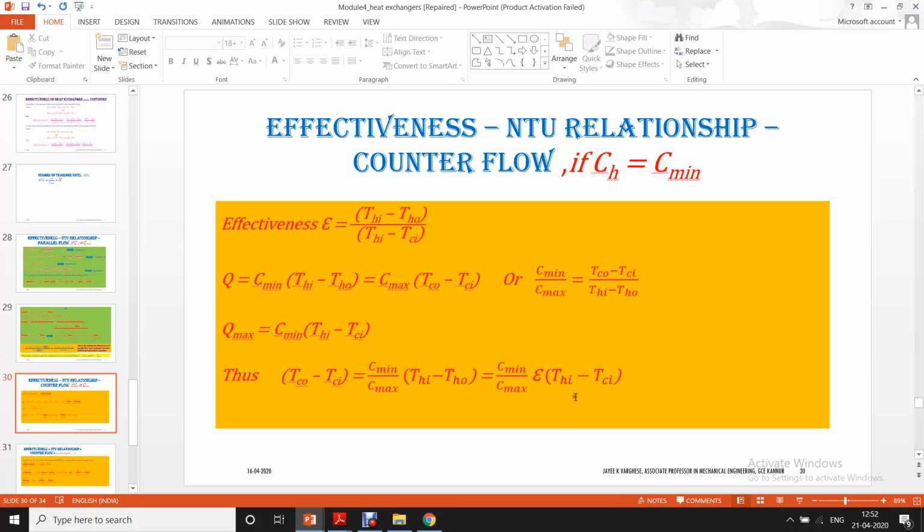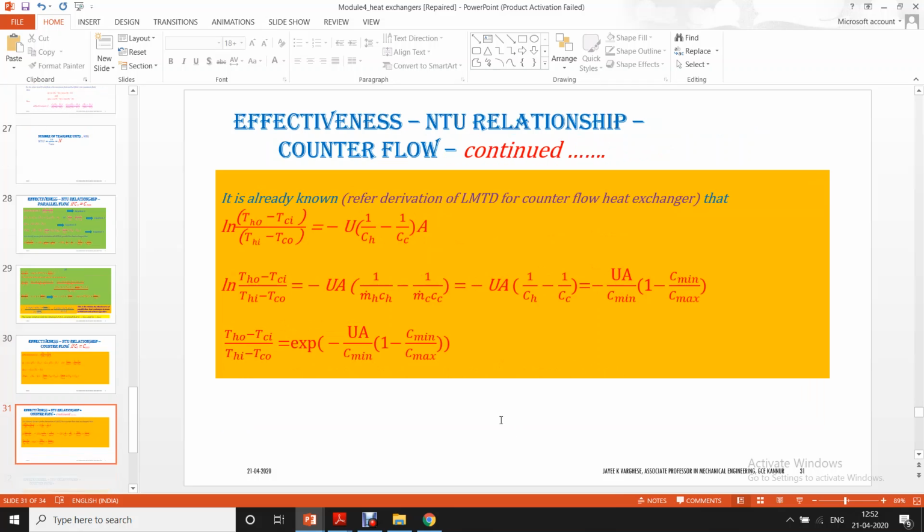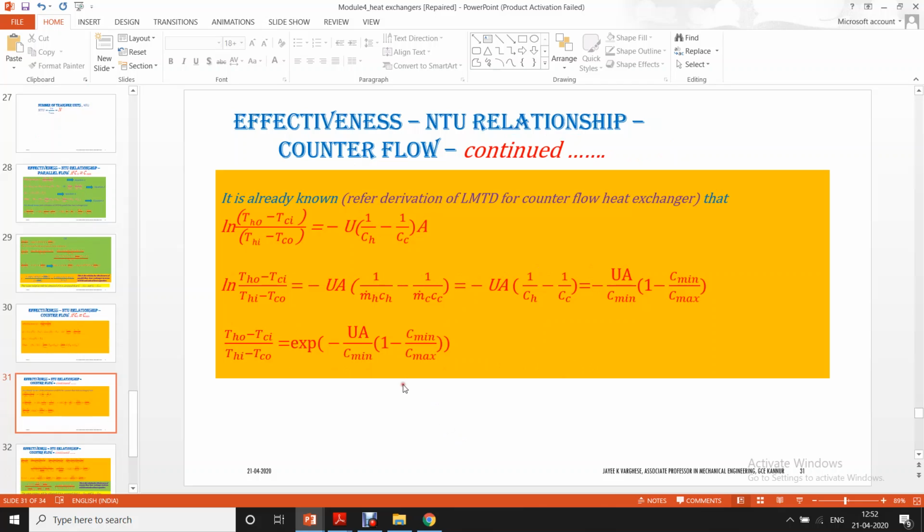the forthcoming equations. Now, let's see another point: the logarithm of THO minus TCI divided by THI minus TCO is equal to minus U into 1 by CH minus 1 by CC into area. This relationship was obtained during the derivation of LMTD for counterflow heat exchanger.